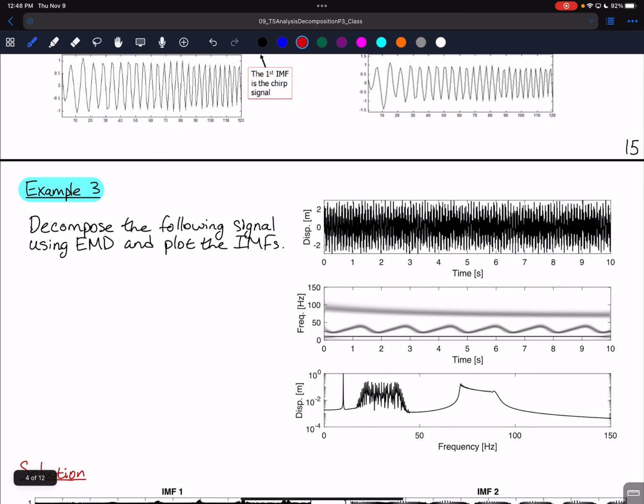So you previously saw this signal, I think, in worksheet 5, where you were applying, I believe it was filtering, to try and decompose it into different components. I have an example here where I'm just going to apply the basic EMD algorithm and show you what the IMFs for this particular signal look like.